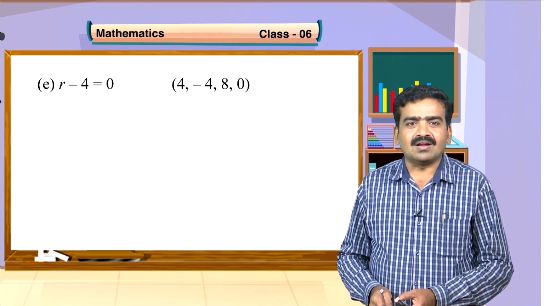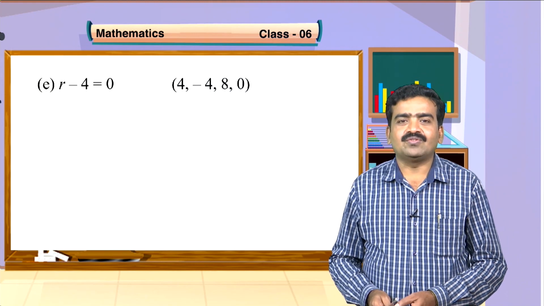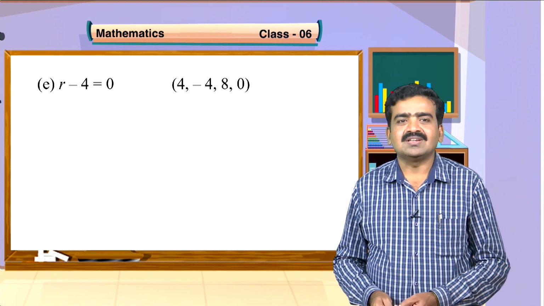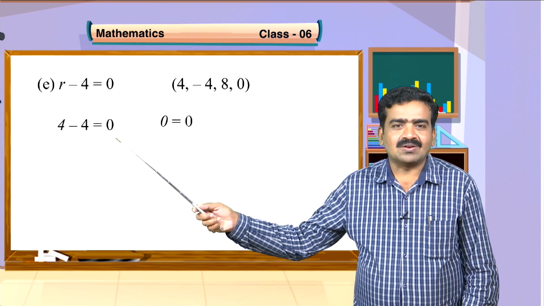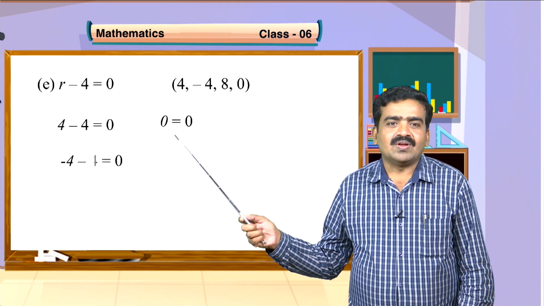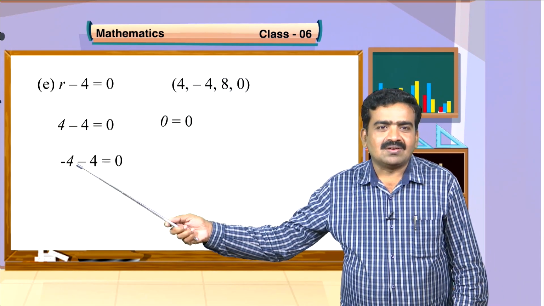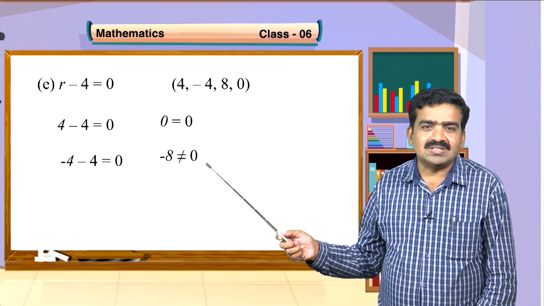What about R minus 4 is equal to 0? Here also, substitute the 4 different values given in the question. When R is equal to 4, 4 minus 4 is equal to 0. 0 is equal to 0, the equation is satisfied. When minus 4 is substituted in the LHS, we will get minus 8, which is not equal to 0.